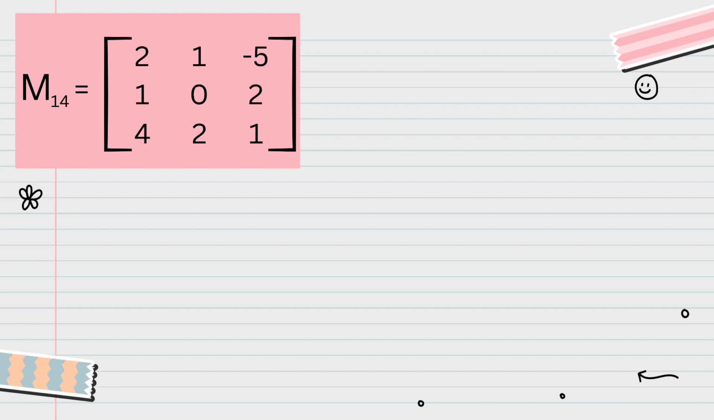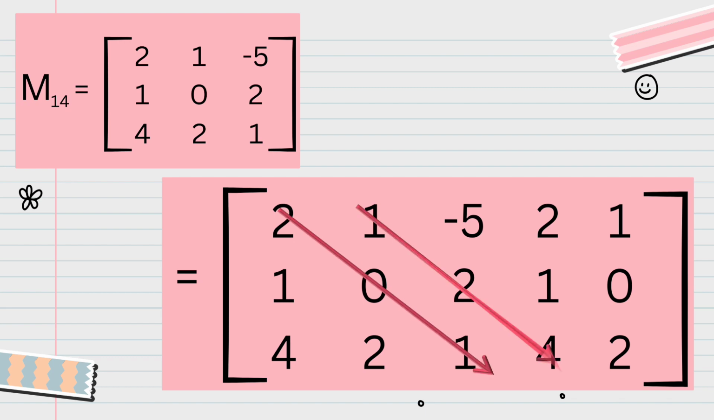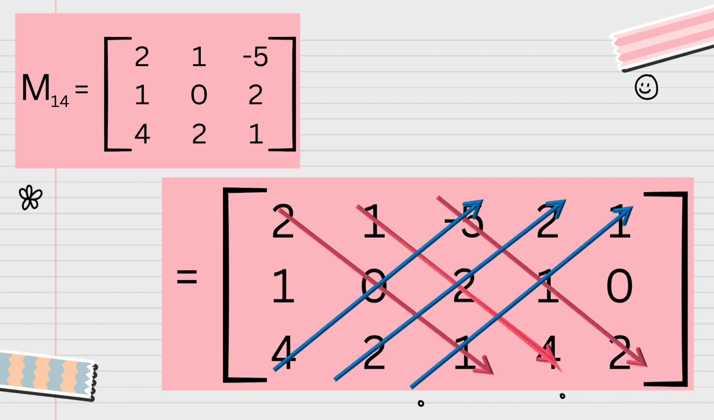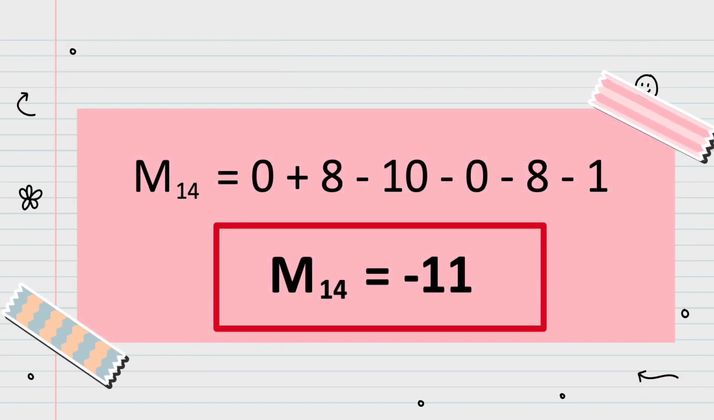After finding out the minor element, we will now do the basket weave method. So M14 is equal to 0 plus 8 minus 10 minus 0 minus 8 minus 1. And we will now have the value for M14, that is equal to -11.